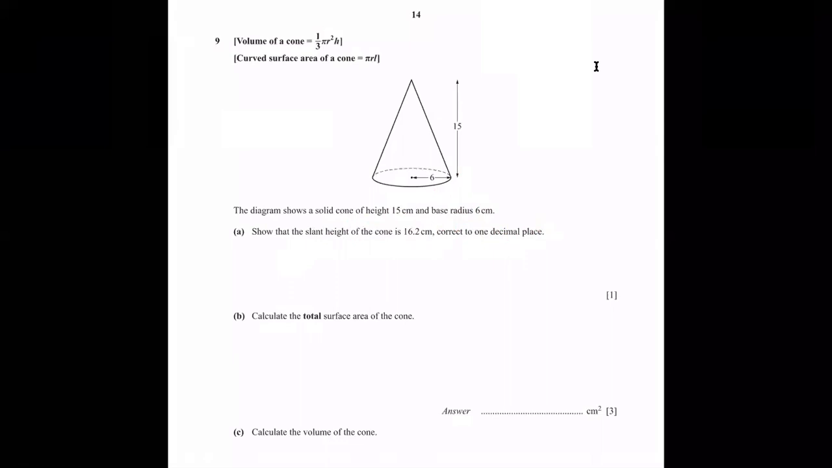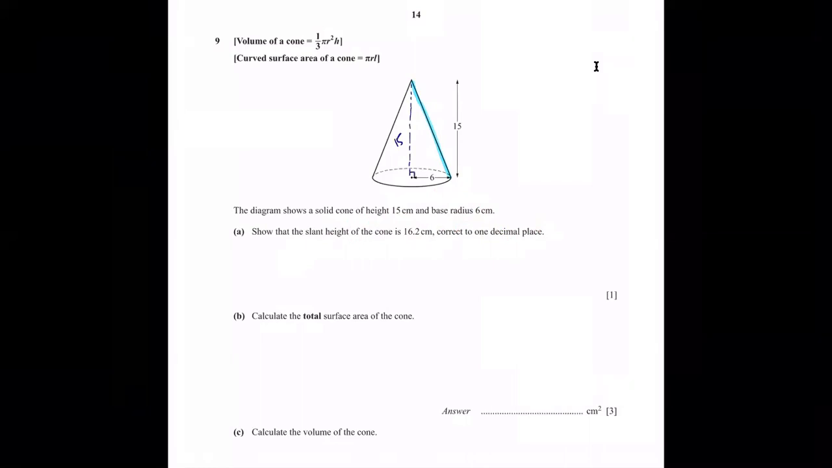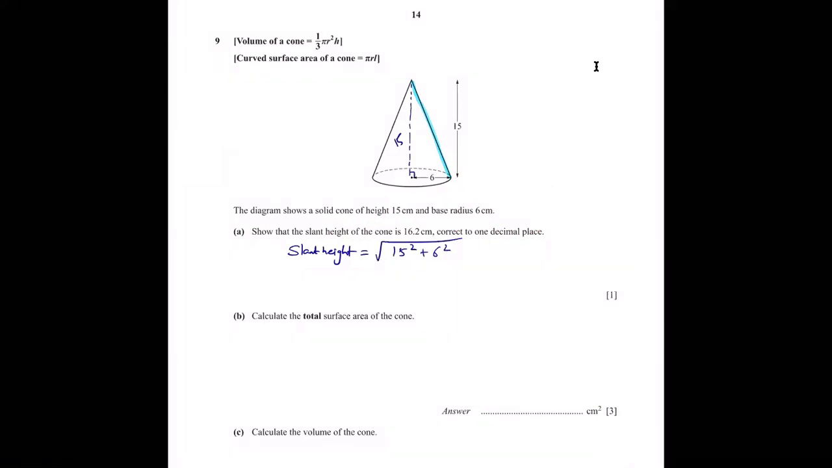So what is the slant height? Slant height is referred to as this length. The vertical height of the cone is given to me as 15. So now you can see that it's a right angle triangle being formed, and to find the slant height, you just have to apply Pythagoras theorem. 15 square plus 6 square, square root, gives the answer 16.155, which is rounded up to 16.2.